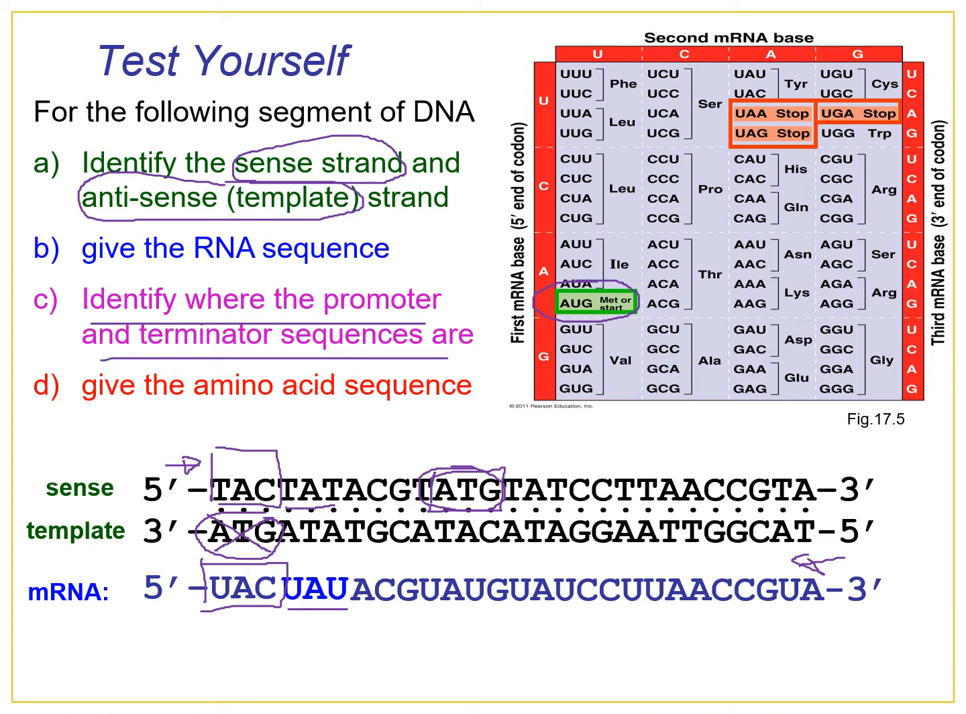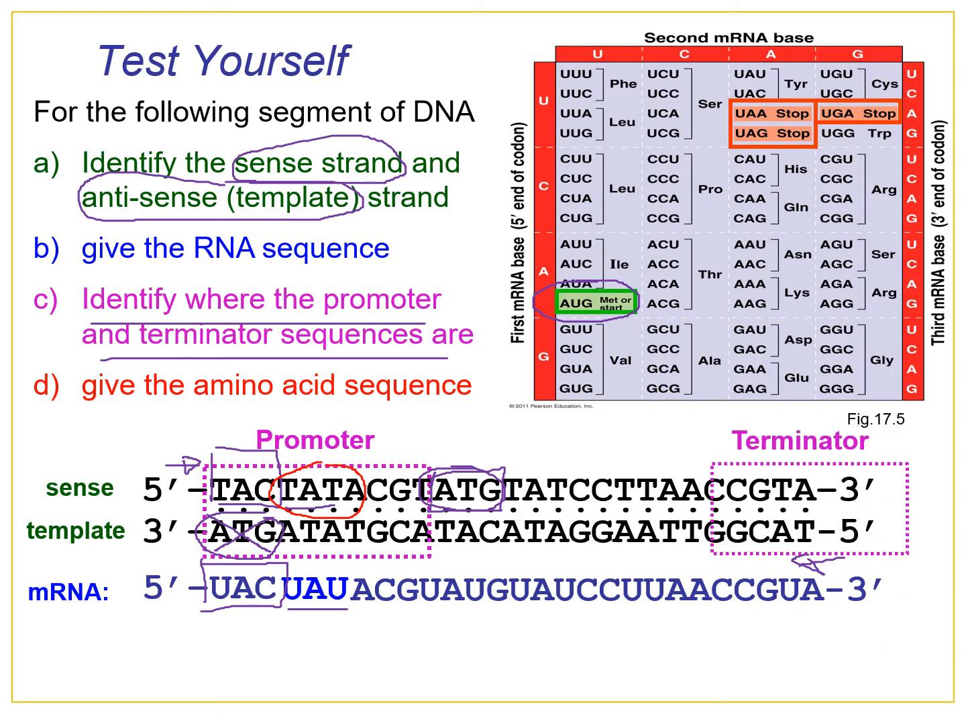So the promoter sequence, if you remember, is found before the start codon, so it's somewhere in that region. If you take a careful look here, we've got a TATA box. That's usually an indication that you have some sort of promoter. And the terminator sequence is found after the gene. I have not identified to you yet where the stop codon is. I can see it. It is right here. And we'll see that here as we do the translation part of this question.